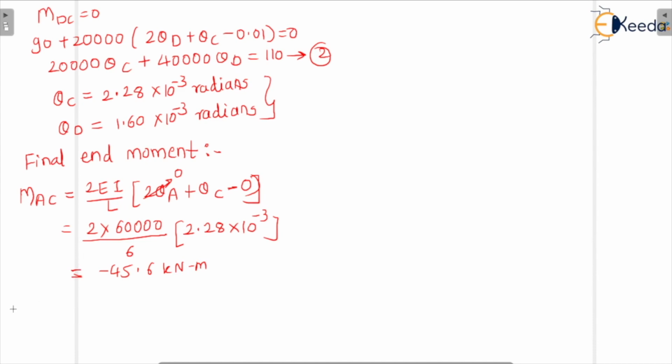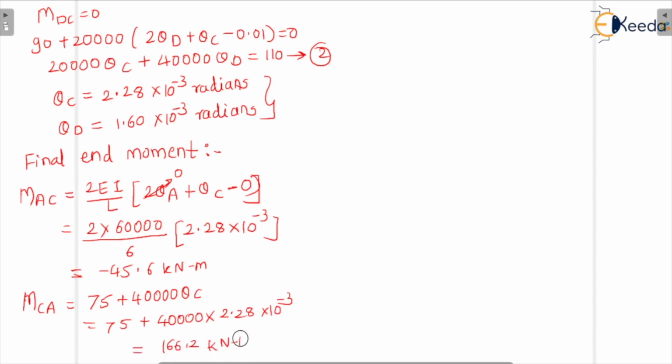Now this is M of AC. Now let's see M of CA. It will be 75 plus 40,000 into theta C, where theta C is 2.28 into 10 to the power of minus 3. So we get the answer as 166.2 kilonewton meter. So we are done with M of CA and M of AC. Two moments are done.